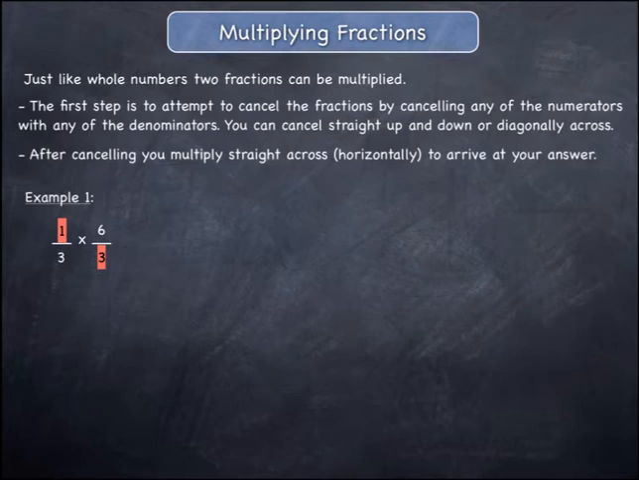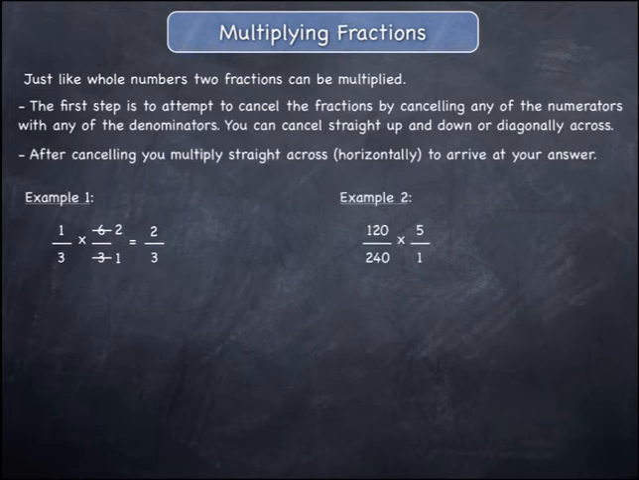Then check the first diagonal, in this case 1 and 3. These numbers do not cancel further. And then check the second diagonal, 6 and 3, which can be cancelled again by dividing by 3. You have two cancelling options here, and it doesn't matter which you choose. Let's cancel the 6 and 3 in the second fraction down to 2 and 1. No further cancelling is possible, so multiplying across gives a final answer of 2 over 3.